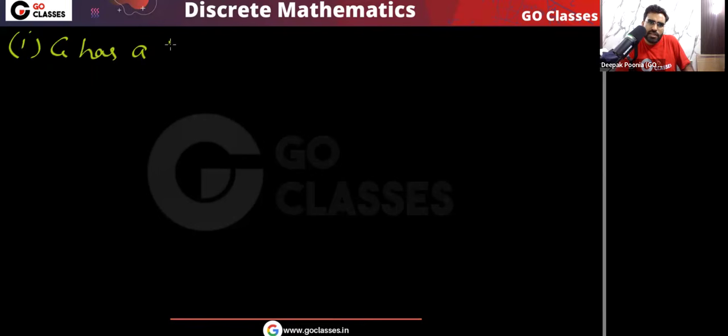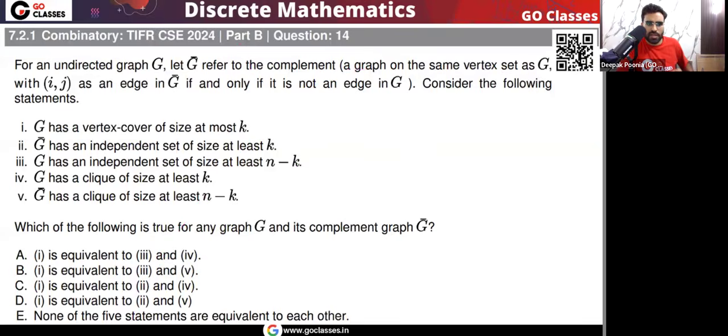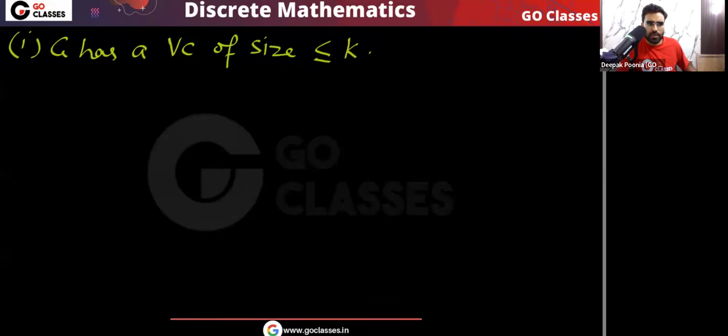G has a vertex cover of size at most k. Okay, now let's see which statements this statement is equivalent to. So let's find out. Let's not worry about this question, forget about it for now. Let's focus on this statement.